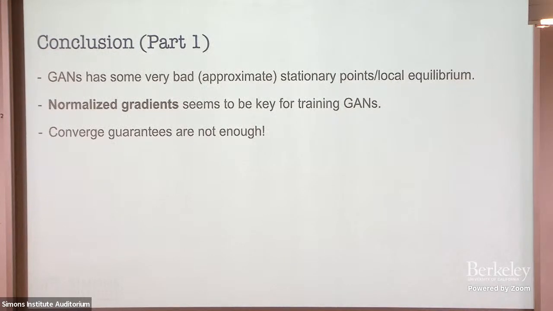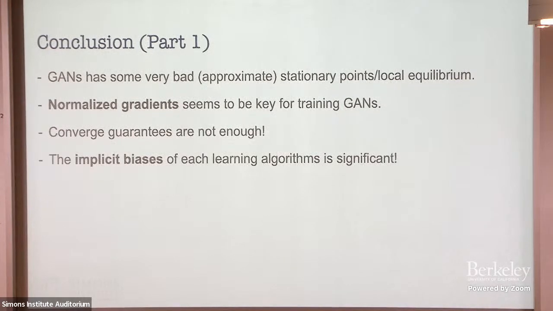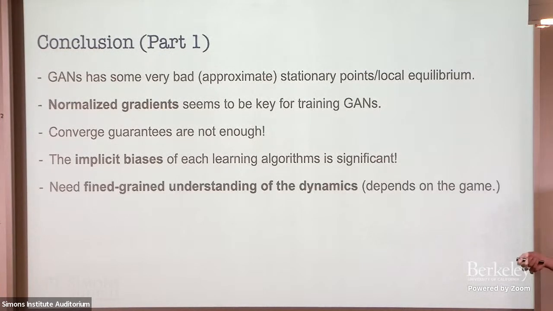And so if we want to study minimax optimization, and in particular convergence in the context of learning, sometimes convergence guarantees are not enough because we have these very bad stationary points. And so we need to consider the dynamics of our optimizer. In particular, what people like to call the implicit biases of each learning algorithm is important. But in that specific setting, it's really about having a fine-grained understanding of the dynamics.